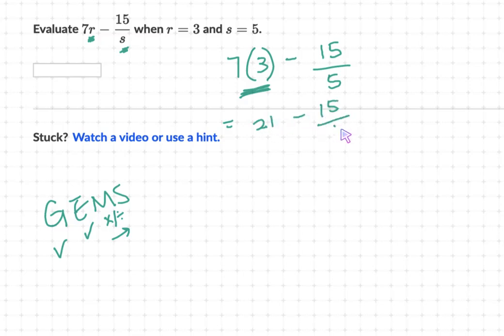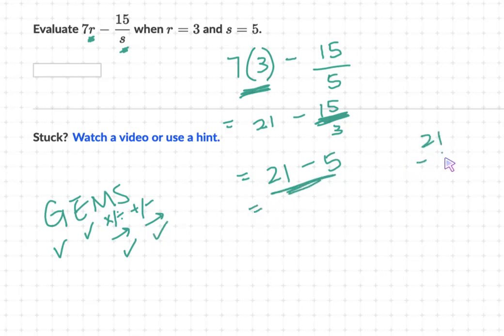I'm going to rewrite everything else back down. And then I still see another division. This one right here is division. 15 divided by 3. So 21 I didn't touch yet, minus 15 divided by 3 is 5. Now I've finished all my multiplication division, and I can go on to subtraction or addition. Whatever I see first left to right, I only see a subtraction. So 21 minus 5 is 16. So my answer is 16.